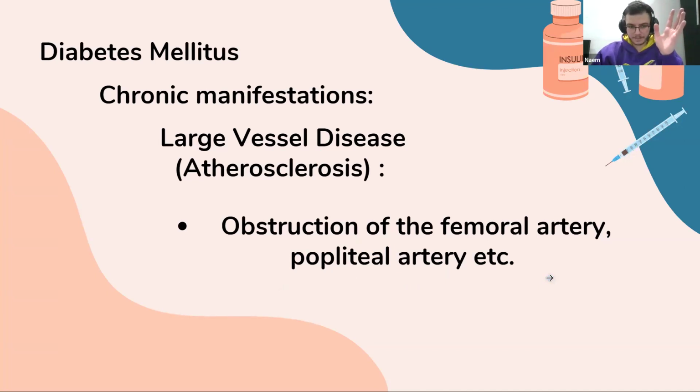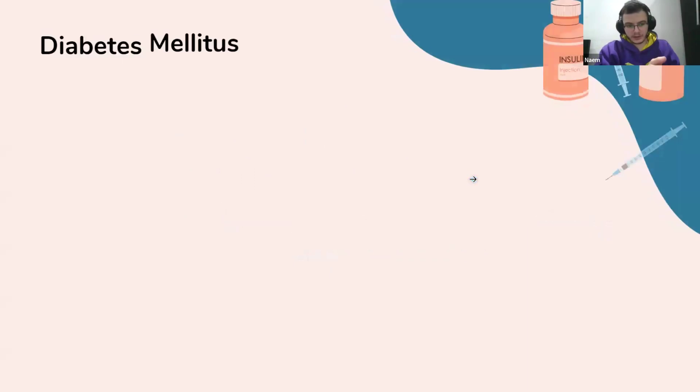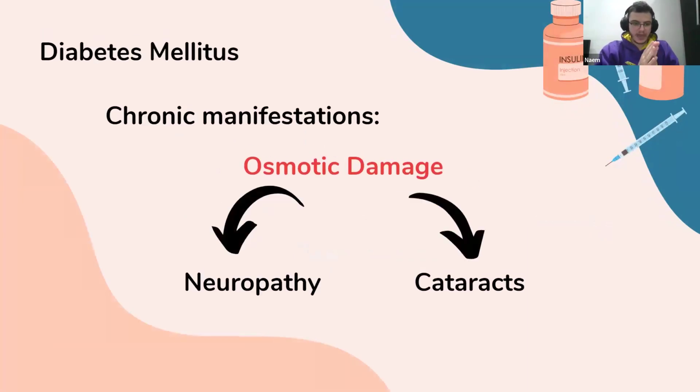Okay, I think this is very clear. So remember, when there is non-enzymatic glycation of proteins, it could lead to large vessel diseases and small vessel diseases. Okay. Now, let's look at the other thing. The second thing that happens when we have chronic diabetes, which is osmotic damage. What is osmotic damage? Remember when we said there are high levels of glucose in the blood?